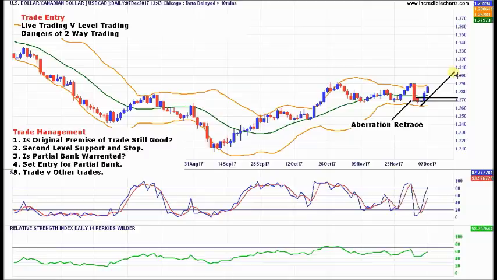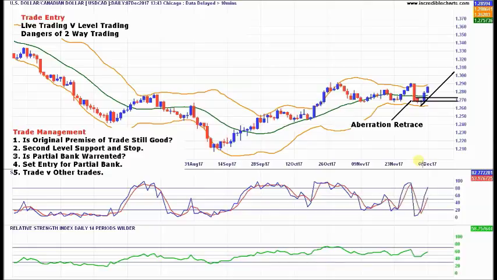Why? Because you've effectively got two levels of support, haven't you? You've got basically the 20-day moving average, then you've got these three bodies here. That's a stop back behind. You don't want to be too close. I've always said this because if you're too close, you just get knocked out of the trade.